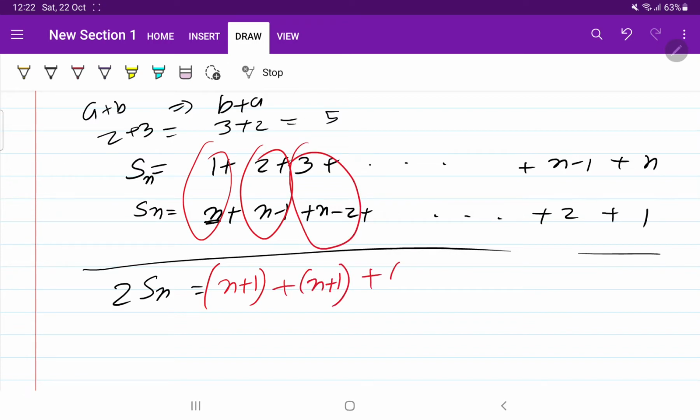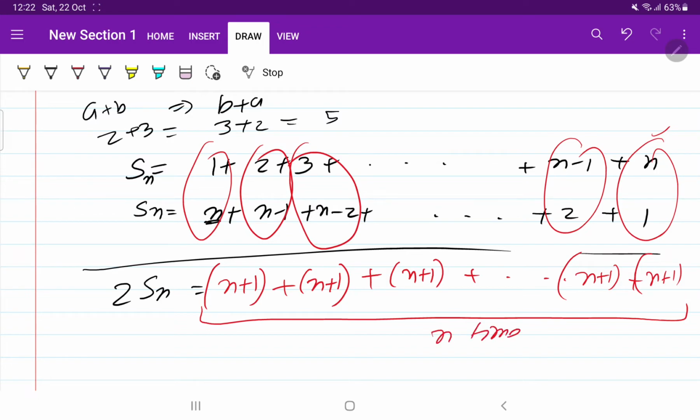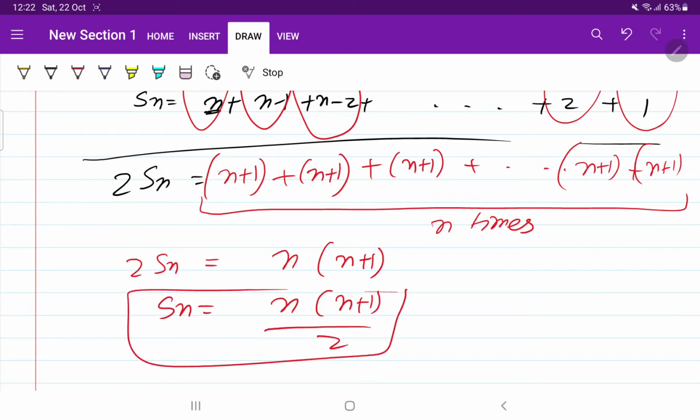Here also, if you do it, it will again be n plus 1. Like this, here also it will be n plus 1. Here also it will be n plus 1. So how many times is this n plus 1 coming? We have n numbers, so it is coming n times. Right? So I can write like this: 2Sn is equal to n times (n plus 1). So what is the value of Sn? n times (n plus 1) by 2. So from this we have got the formula.